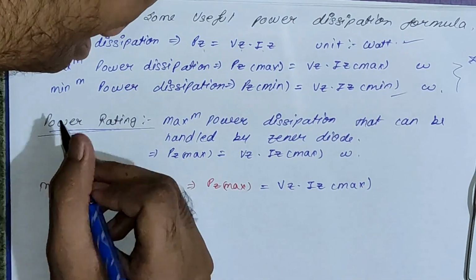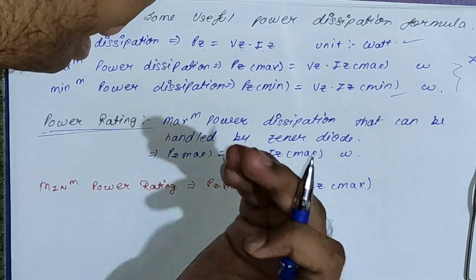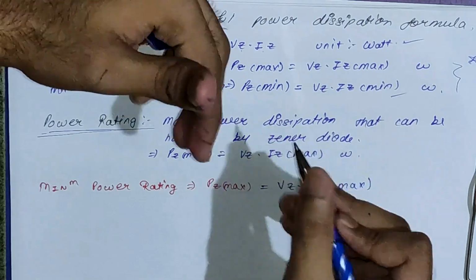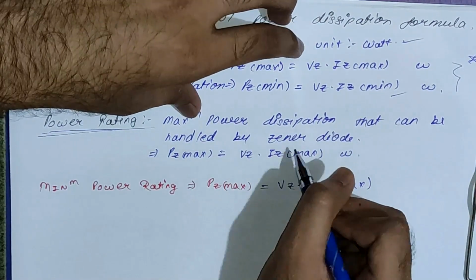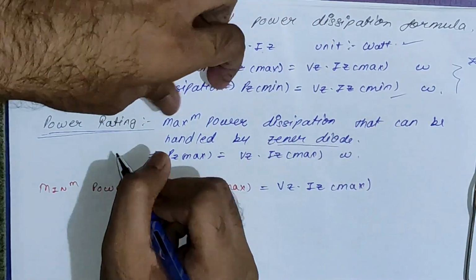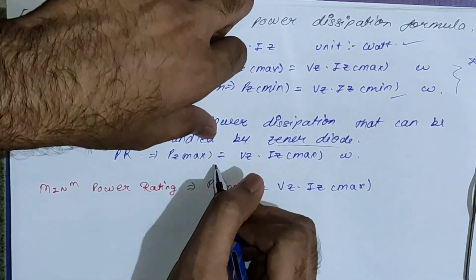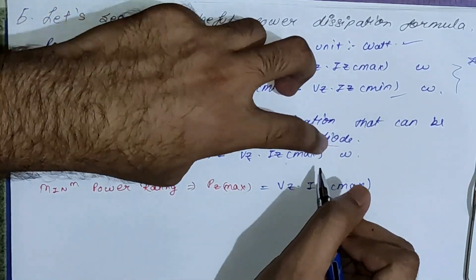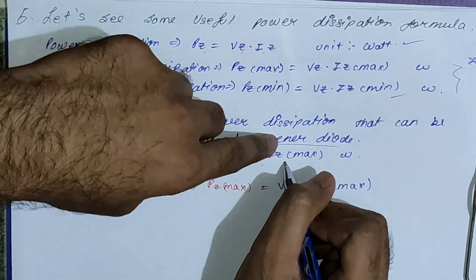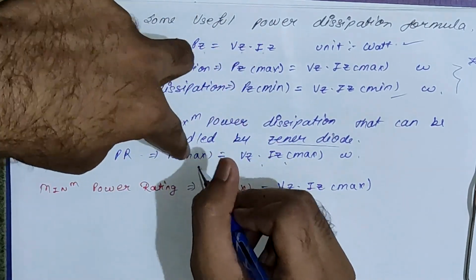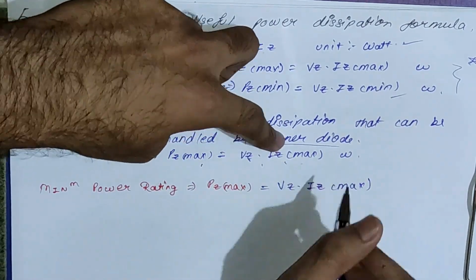The first thing we should note is what is power rating. Power rating is nothing but the maximum power dissipation that can be handled by a Zener diode. So we can say power rating is nothing but Pz max, and Pz max is nothing but Vz into Iz max. Vz is fixed, only Iz can be variable. So to get Pz max, Iz should be maximum.